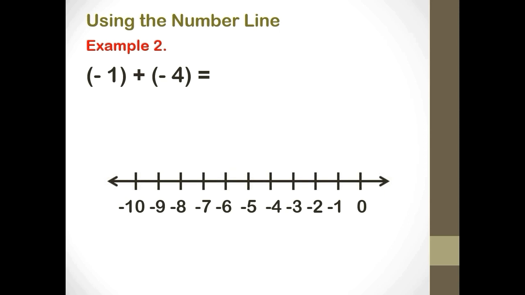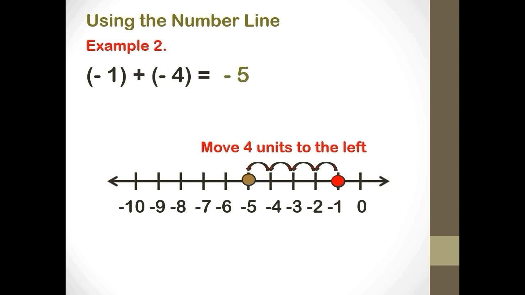-1 plus -4. Let us solve first using the number line method. Since our first addend is -1, we will start with -1. Now, since we are adding a negative number, we're going to move to the left. Let's move 4 units to the left. 1, 2, 3, 4. And where did we stop? At -5. Therefore, our answer is -5.